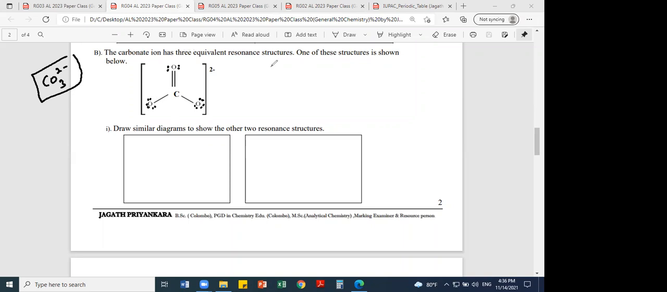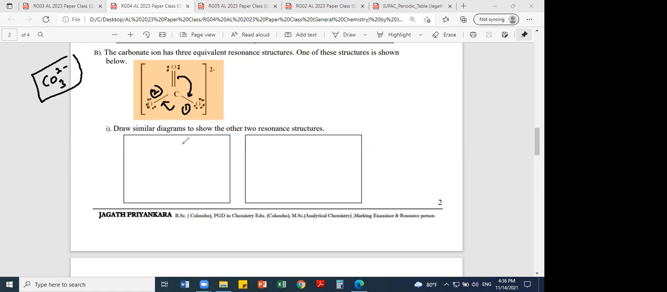Right. Then is 2 minus. So this one is given to you. How to draw the other 2 resonance structures? The only thing is, you have to rotate this double bond. So if you put the double bond here, then you get one resonance structure. If you shift this double bond to here, you get the other resonance structure. That's it. You can shift the double bond around, then you can get 2 other resonance structures.